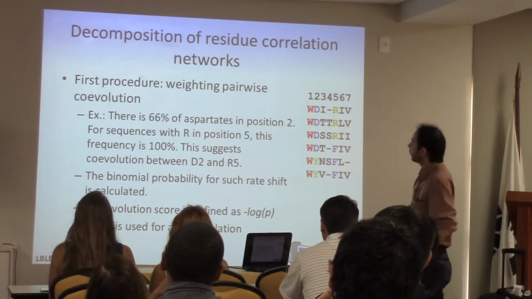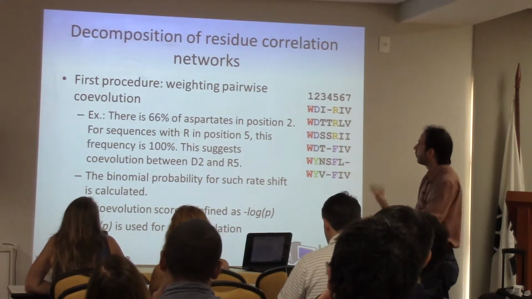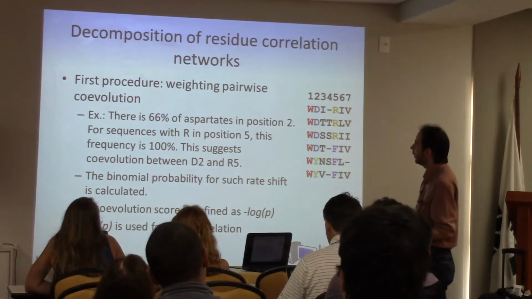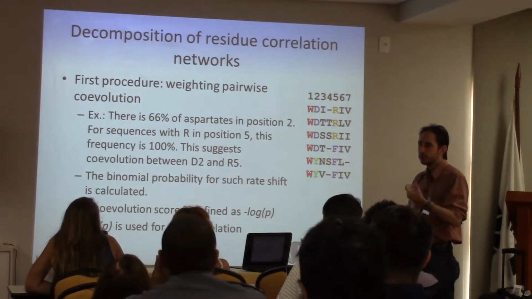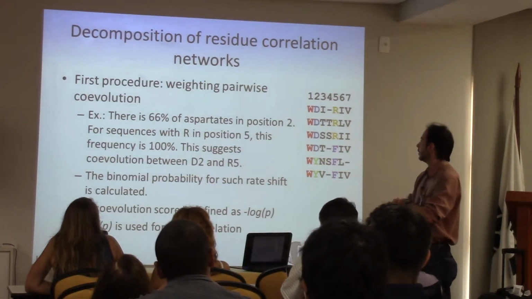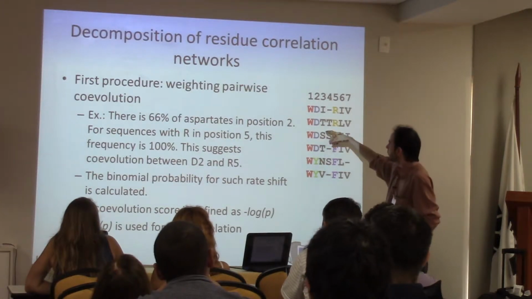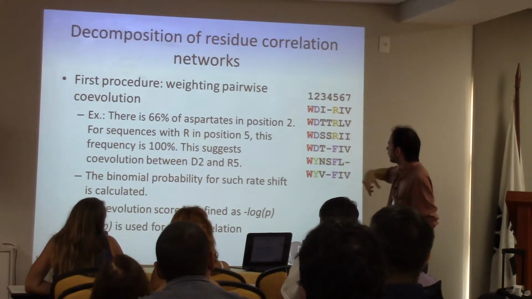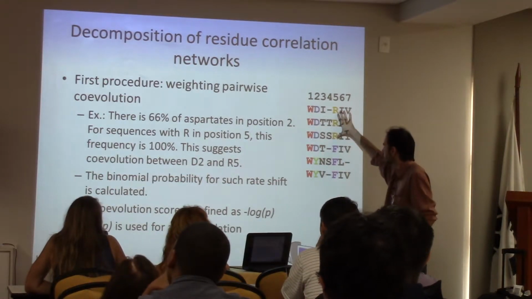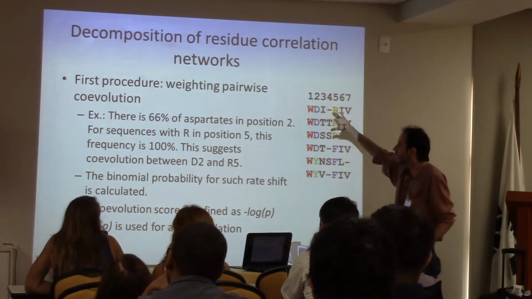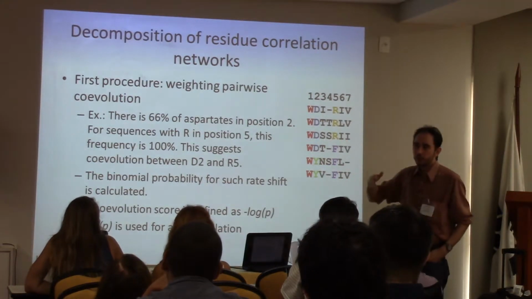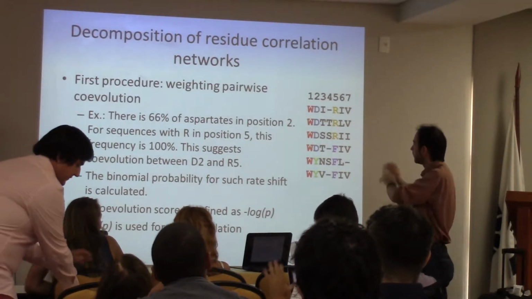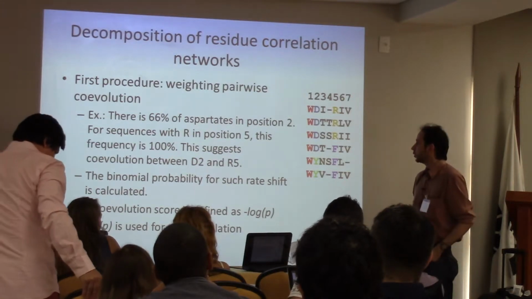So, what's the method we proposed? We call it the composition of residue correlation networks. The first thing we do is to weight pairwise coevolution using residue-specific criteria. For example, in this position, I have 67% aspartates, and for the sequences which have an arginine in this position, this goes to 100%. Of course, if we calculate the probability of such a thing happening, it won't be quite unlikely, because it's a 6 sequence multiple sequence alignment.